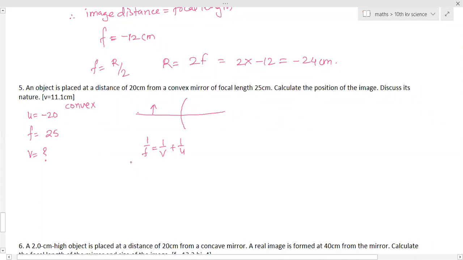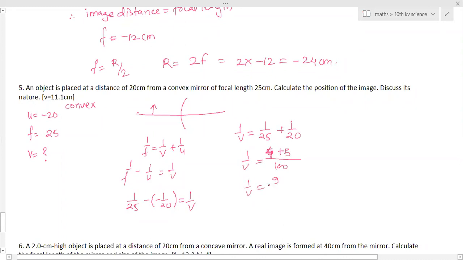So 1 by F minus 1 by U is equal to 1 by V. 1 by 25 minus of minus 1 by 20 is equal to 1 by V. So 1 by V is equal to 1 by 25 plus 1 by 20. LCM 100. 4 plus 5, so 1 by V is equal to 9 by 100. V is equal to 100 by 9, that is 11.1.